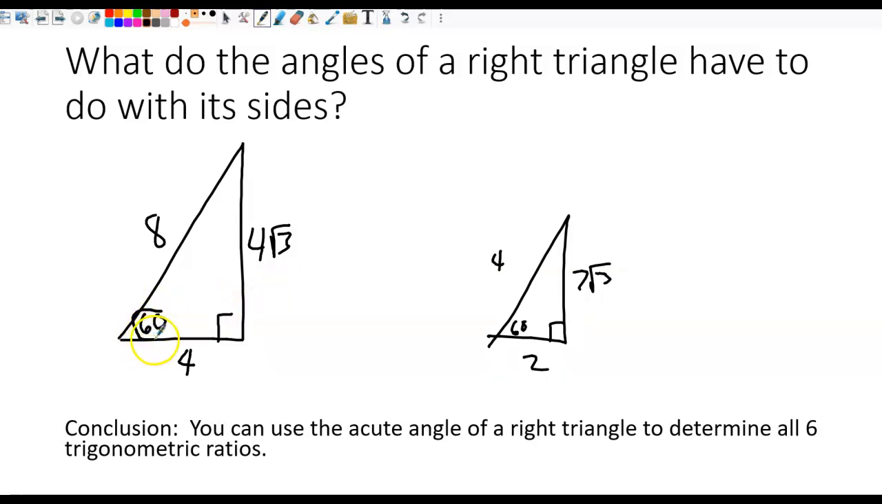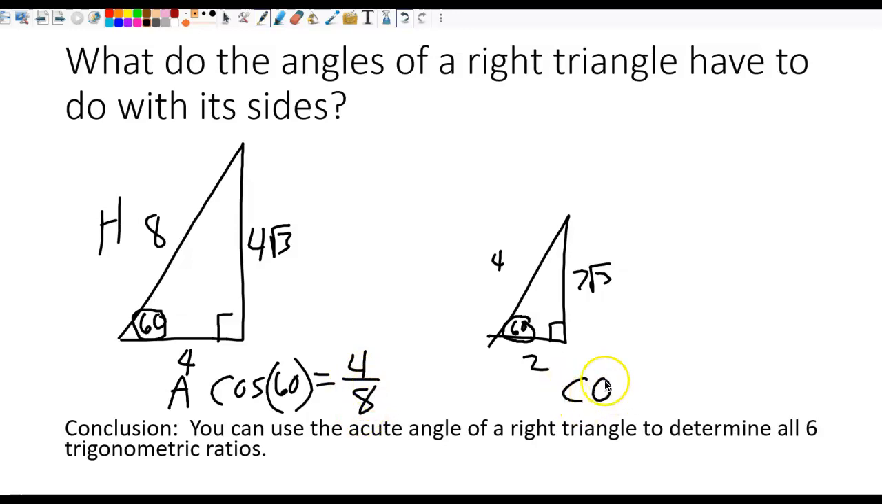So I'm going to find sine of 60 for this triangle, and I'm going to find sine of 60 for this triangle. Matter of fact, I think I'll do cosine instead. It'll be a nicer answer. Now, instead of putting theta there, I'm going to actually put an angle number there. I'm going to put 60. Okay, so what is cosine of 60? Well, cosine is adjacent over hypotenuse. This is the adjacent. This is the hypotenuse. So that would be 4 over 8.